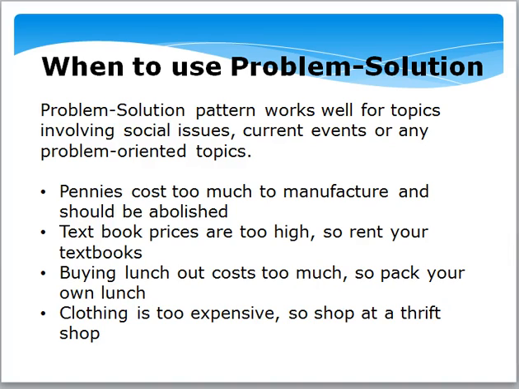We could say pennies cost too much to manufacture and should be abolished. In this particular example, the problem is that pennies cost too much to manufacture, and your solution is that pennies should be abolished. We need to get rid of them. Textbook prices are too high, so rent your textbooks. Again, the problem, textbook prices are too high, and your solution that you're proposing is that students rent their textbooks as a way to save money.